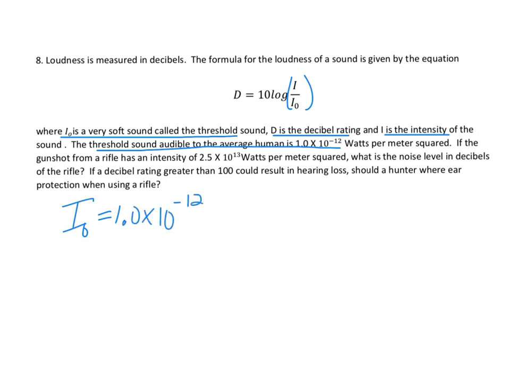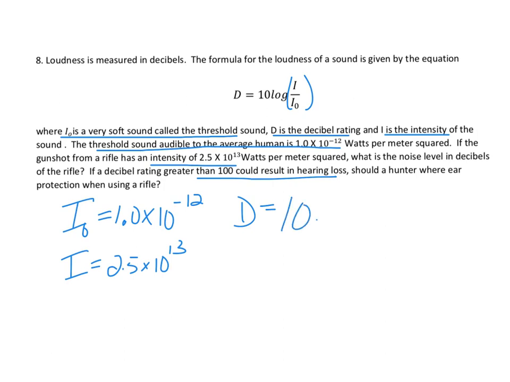If the gunshot fire from a rifle has an intensity of this, so that would be I equals 2.5 times 10 to the 13th. What is the noise level in decibels of the rifle? So we want to find D using that equation. And then we have to figure out if a decibel rating greater than 100 could result in hearing loss. Should a hunter wear ear protection when using the rifle?